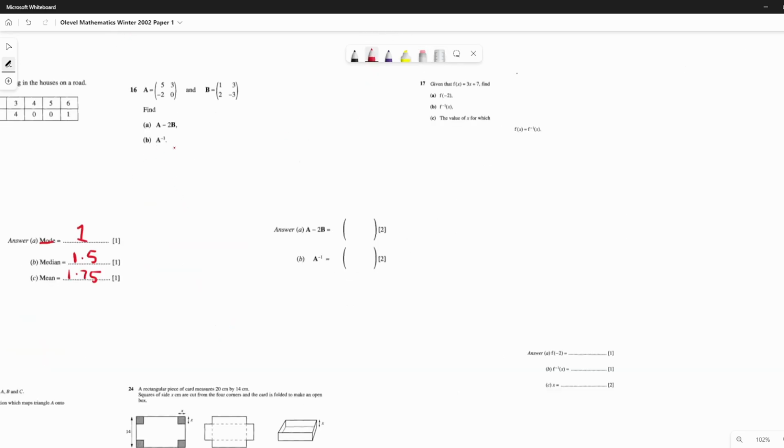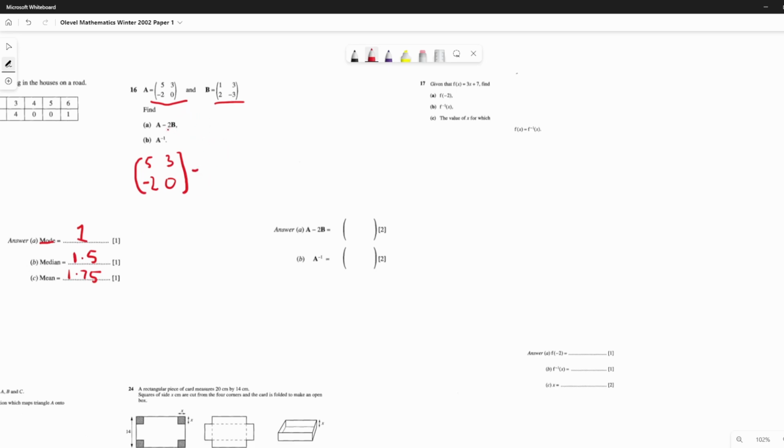Okay, so the next question is a matrices question. The first part is we have matrix A and matrix B, and the first part is A minus 2B. So the first thing I'm going to do is write them down: 5, 3, minus 2, and 0. And then here we have 2B.